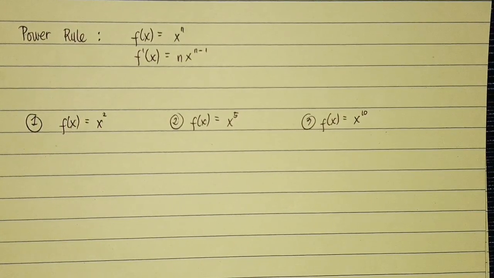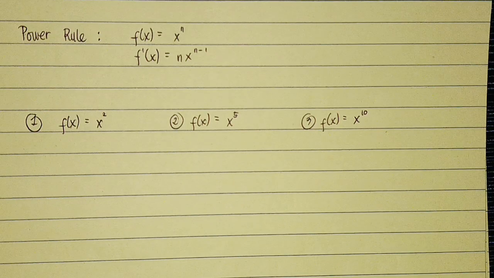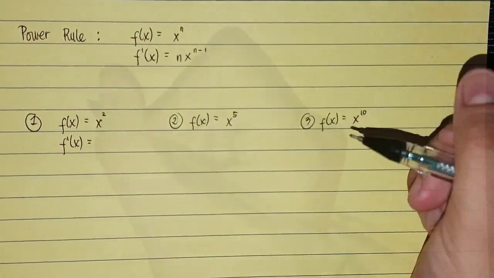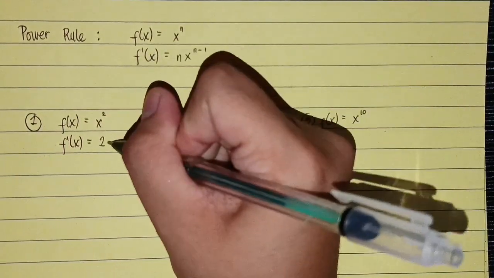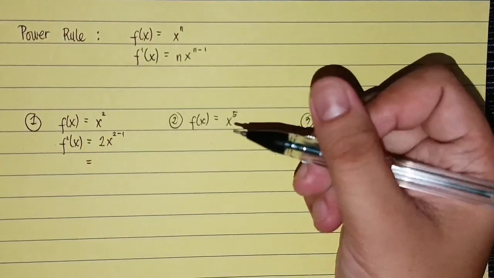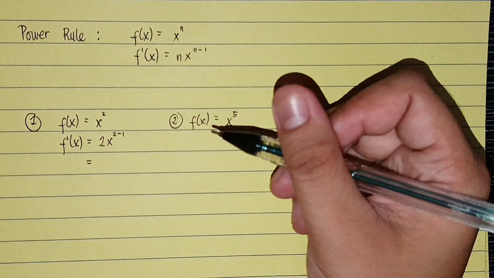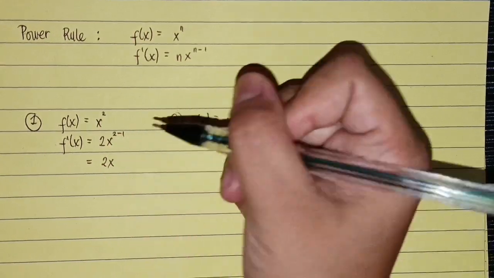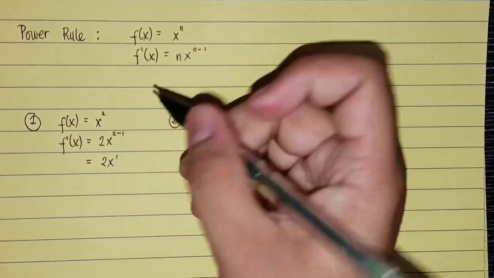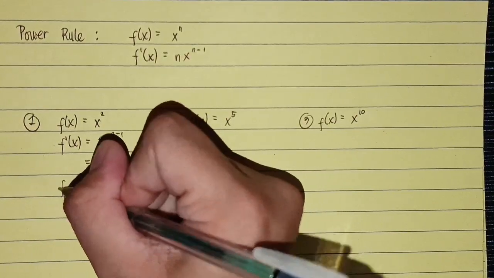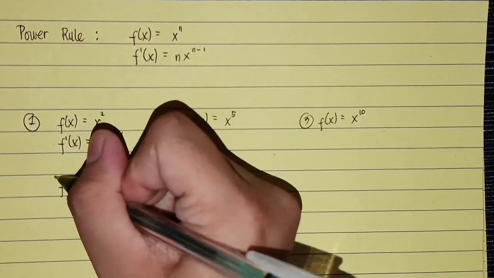Our first example is f(x) = x to the power of 2, or x squared. To simplify this, we will bring down the value of the exponent n and multiply it to the coefficient. Next, we will subtract 1 from the exponent, or n minus 1. Let's simplify. 2 times x is 2x and 2 minus 1 is 1. Therefore, the derivative of f(x) = x squared is 2x.